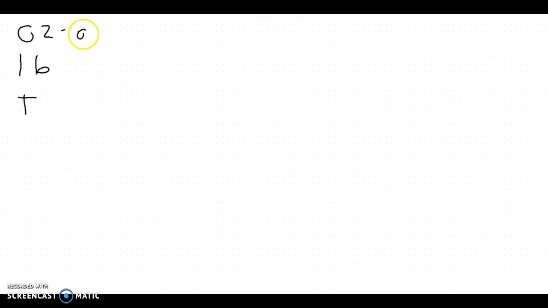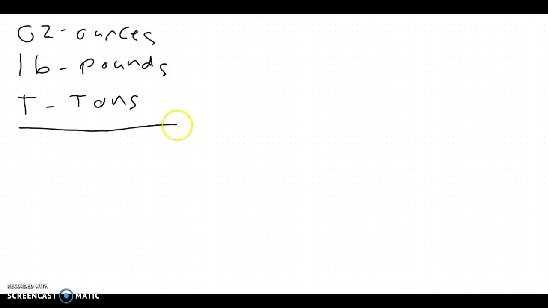So we have ounces, pounds, and tons. So these are the three that we are going to be focusing on today. We're going to start with ounces.